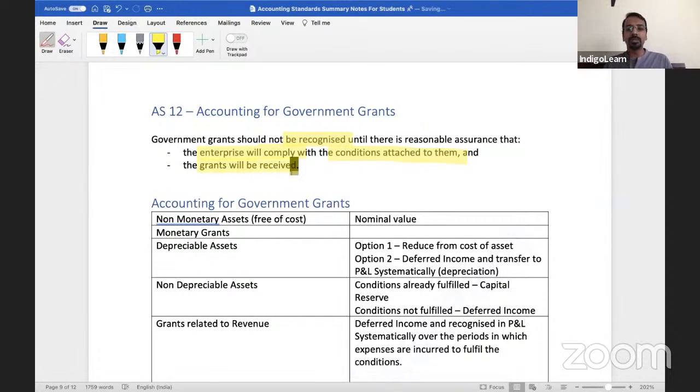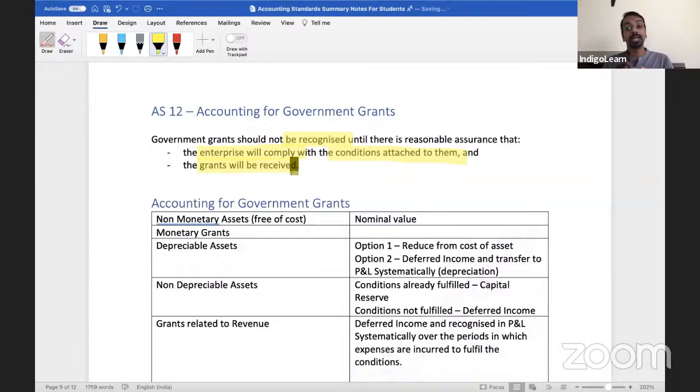See, if the government simply says we'll give you a grant, but there is no assurance that the government will give us the grant, then it is not a government grant. You can call it by the name of subsidy, you can call it by the name of grant, you can call it by the name of some amount given, whatever is the nature. These two conditions have to be satisfied. Conditions should be satisfied and grant should be received. And there is a reasonable assurance that these two things will happen.